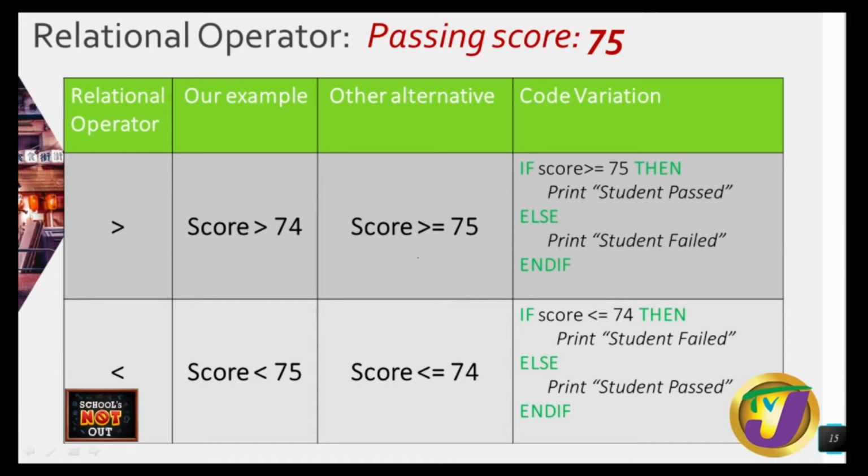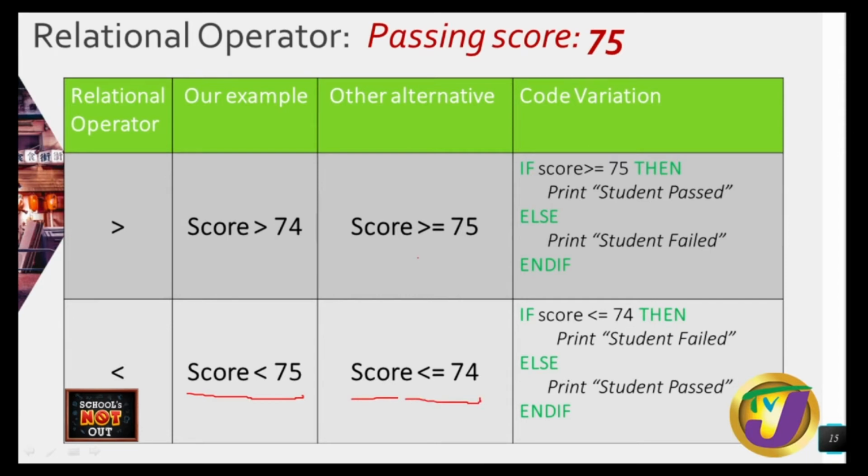Same result. Same thing. All right? And then we can show the alternative. It would be the same kind of if statement. And we'd have if score greater than or equal to 75, then print student pass, else print student failed. The other alternative is that we could use a possibly less than condition, where score is less than 75, which amounts to the same thing as score greater than 74. Or we can go and say score less than or equal to 74.